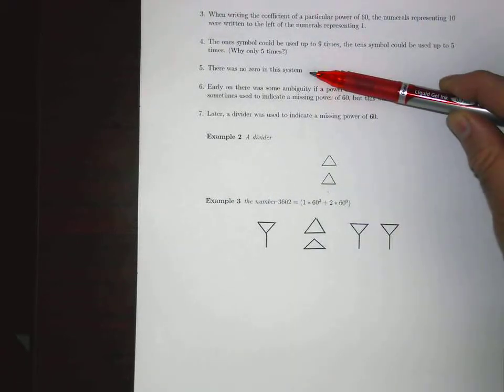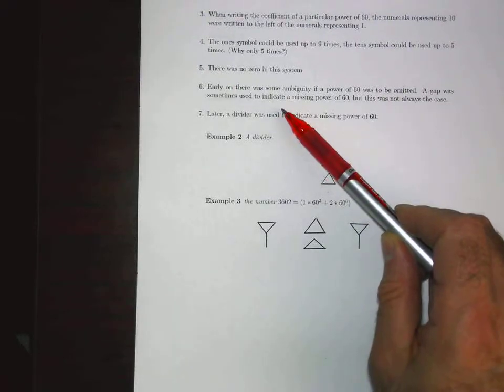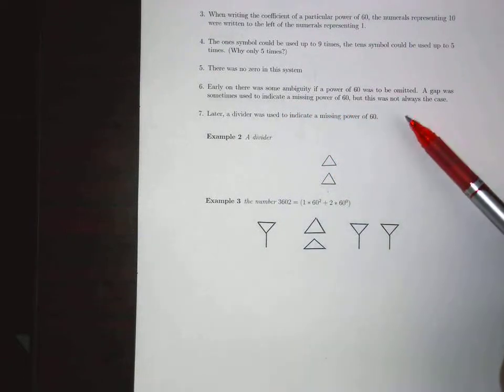Next point, there was no 0 in the system. No symbol for 0. Well, that could be troublesome. It mentions here that early on in the history of Babylonian mathematics, there was some ambiguity as to whether a power of 60 was to be omitted. To solve this, a gap was sometimes used to indicate a missing power of 60. But this was not always done.